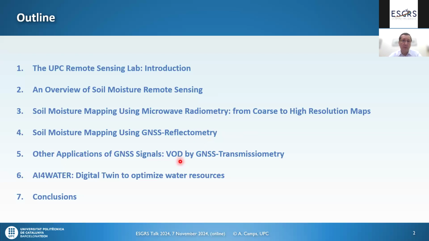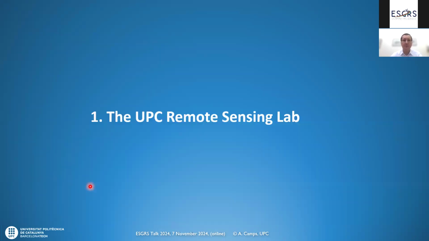And then I will comment a little bit how we are applying all these into a project that is called AI for Water. We are conducting, this is our last third year that we are starting now. And it's basically to create a digital twin in some agricultural fields to optimize the water resources. And then I will finalize with some conclusions.